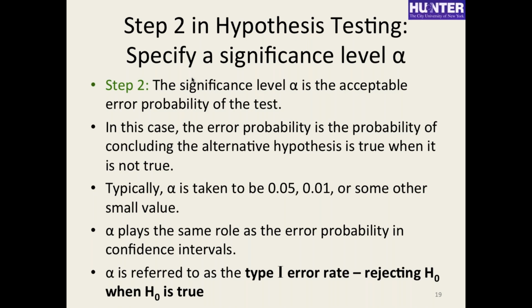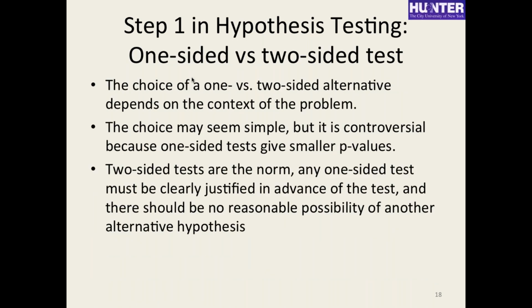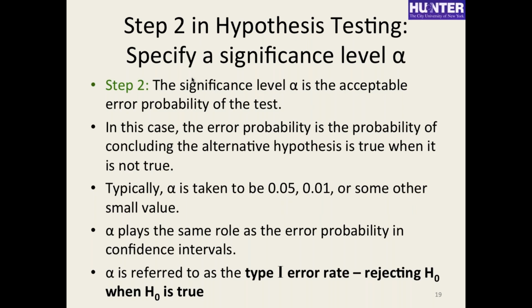Alpha reveals the type 1 error and rejecting it. But the number one thing you have to do is decide whether you're going to use a one-sided test versus a two-sided test. We're almost always going to use a two-sided test.